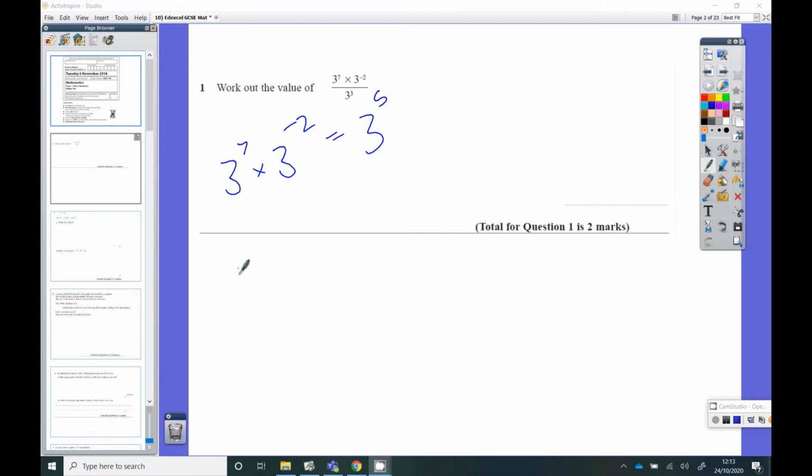So our numerator is 3 to the power of 5. We've got to divide this by the denominator. Now when we divide, we subtract the powers. 5 take away 3 is 2. So our final answer is 3 squared. What is 3 squared? Well, 3 times 3 is 9.